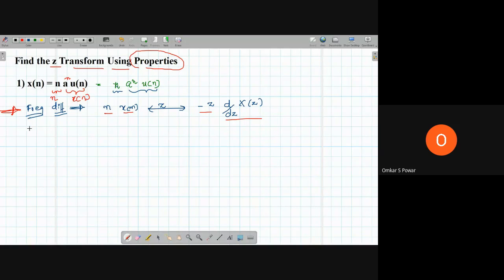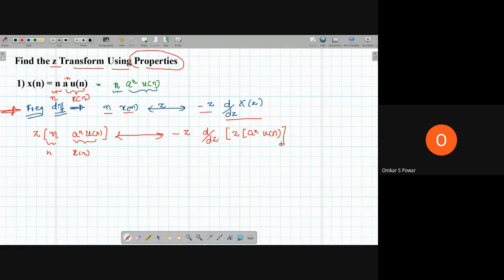On the left side we have the Z transform of n times a power of n into u of n. On the right side, the answer is minus z d by dz of x of z. X of z is nothing but the Z transform of x of n. Here, this is n, and this is x of n. So what is the Z transform of x of n? A power of n into u of n.